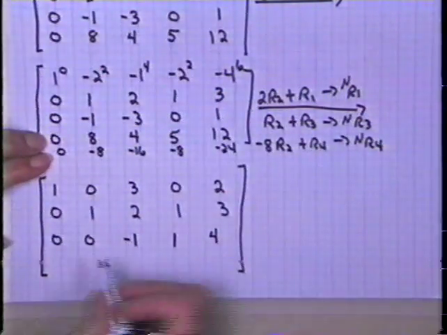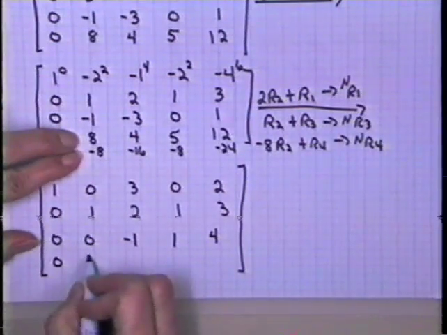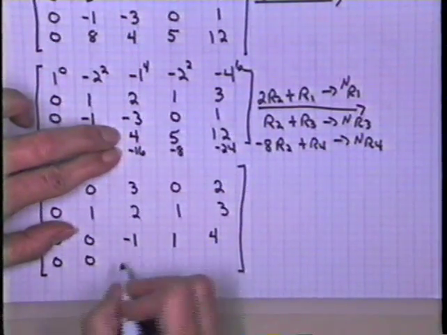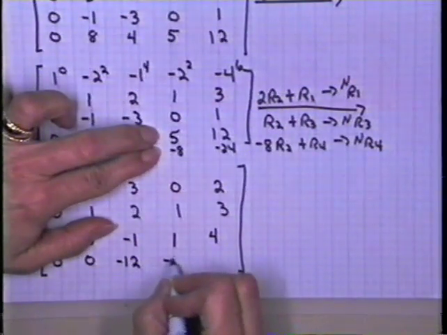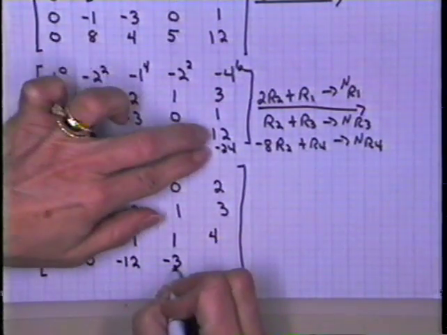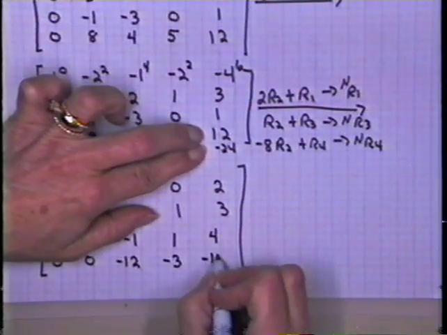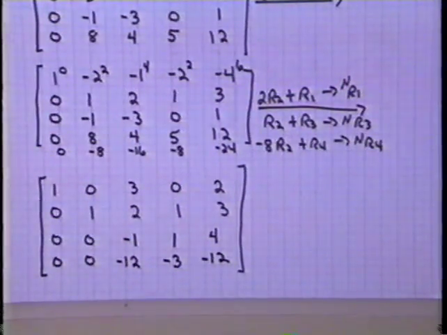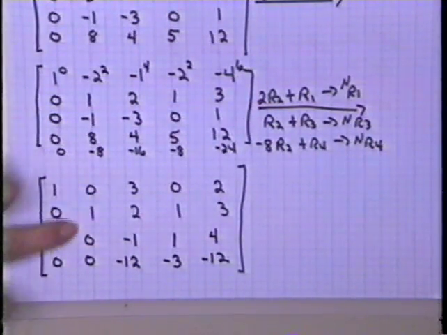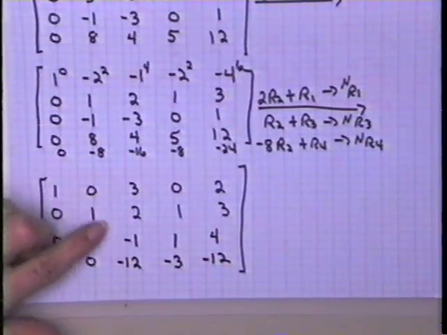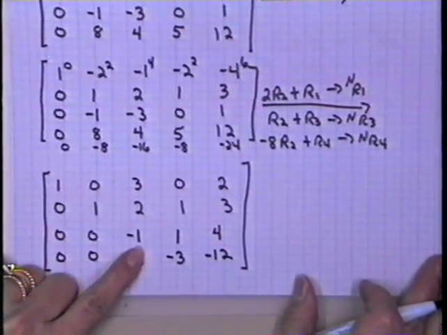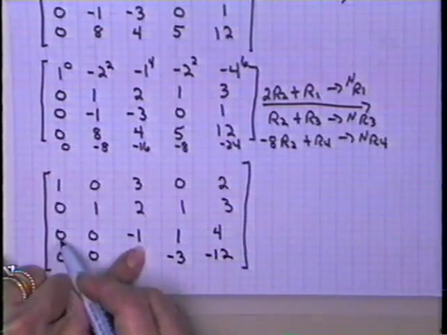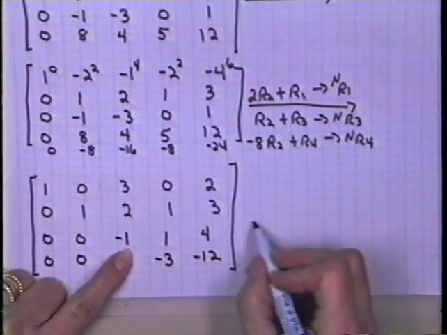Now let's add down here in row 4. I get 0, 0. 4 minus 16 is negative 12. 5 minus 8 is negative 3. 12 minus 24 is negative 12. Okay? So notice now the first two columns look exactly like we want, so let's keep going diagonally down. We want this to be a 1. Well, we can fix that real easy. All we have to do is multiply this row by negative 1.